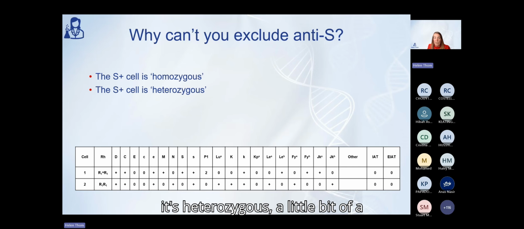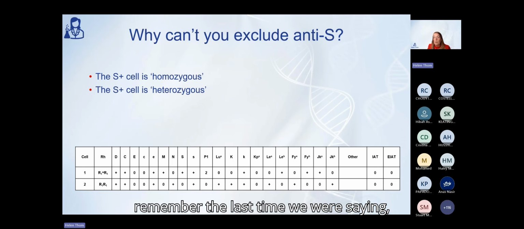A little bit of a change there. Some are saying the cell is homozygous. Give it another few seconds for people to put some responses in, and then we shall move on. So we've got 90% of people saying we can't exclude anti-big S because the big S pos cell is heterozygous, and that is the correct answer.